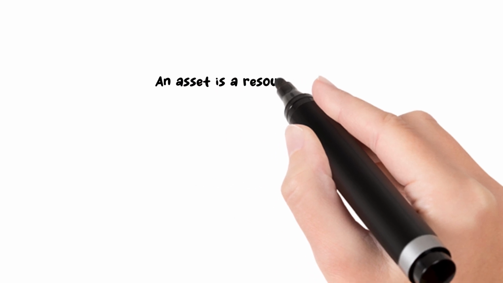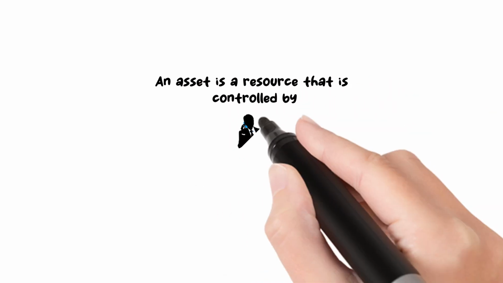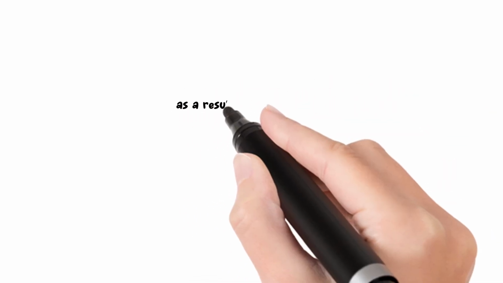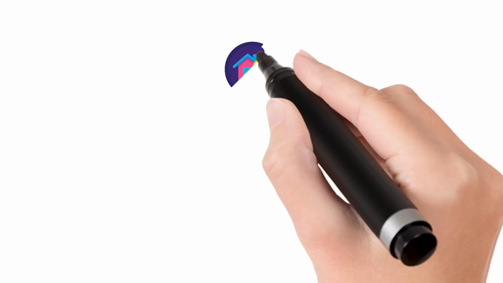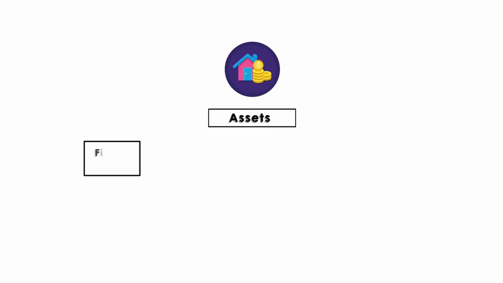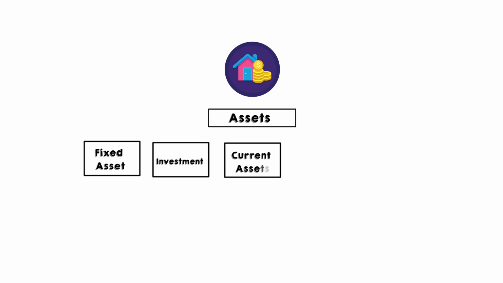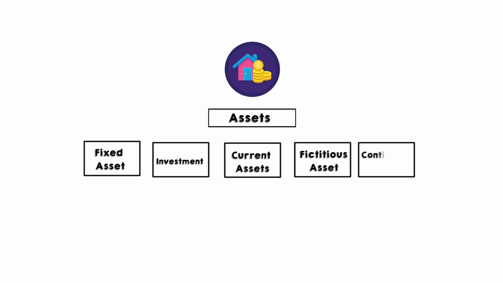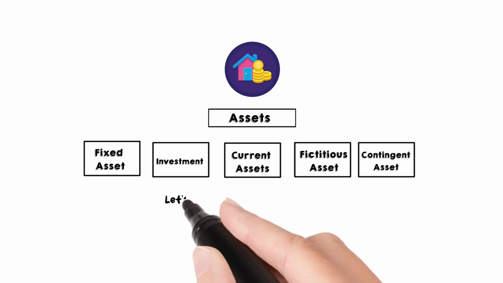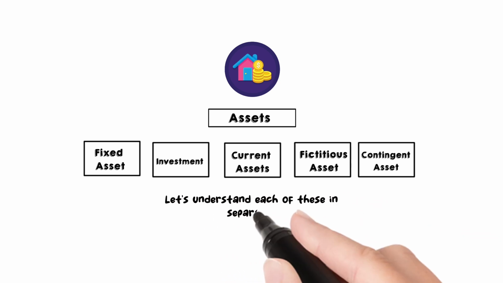An asset is a resource that is controlled by the entity as a result of past events, for example, purchase or self-creation, and from which future economic benefits, inflows of cash or other assets are expected. Such assets can be classified as fixed asset, investment, current asset, fictitious asset, contingent asset. Let's understand each of these separately.